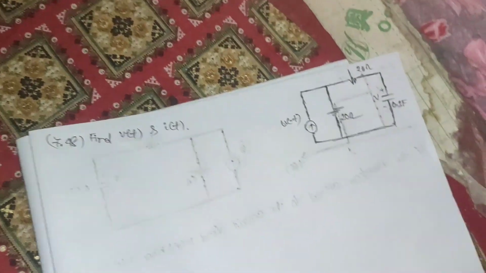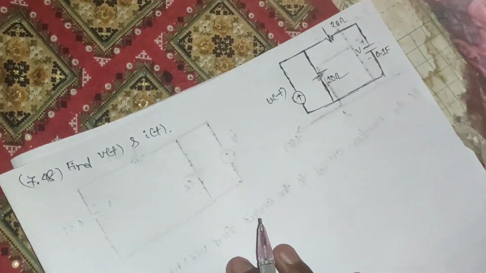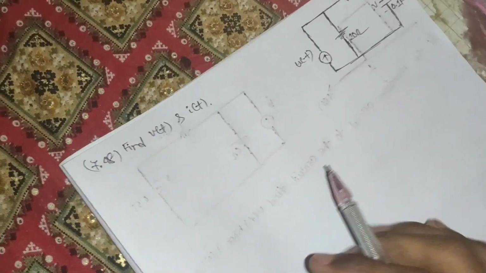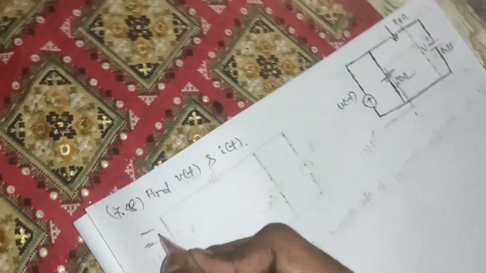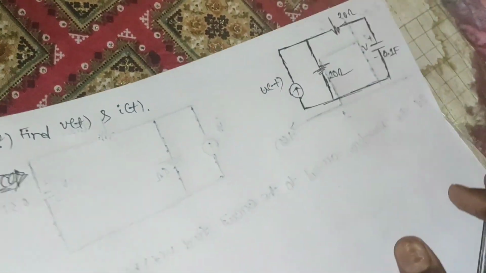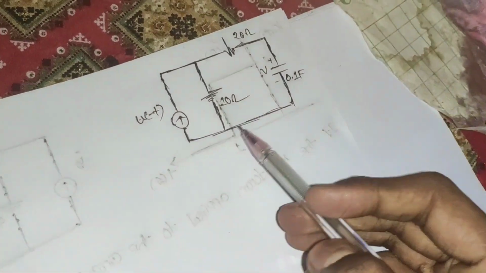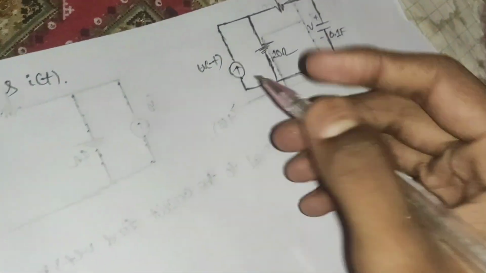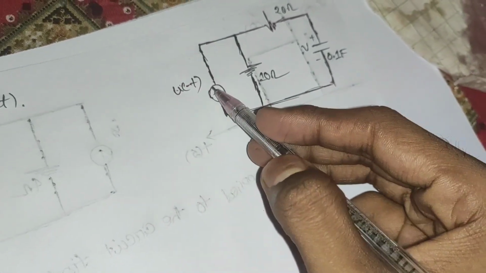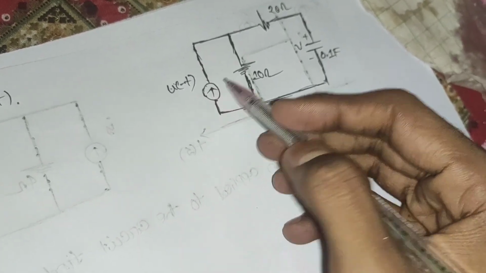Welcome everyone. Today we are solving problem number 7.48 from Sadiku book. So the problem says find V(t) and I(t), and the circuit is given something like that. The thing we need to be focusing on in this is the singularity function, or unit step function, given as u(-t).